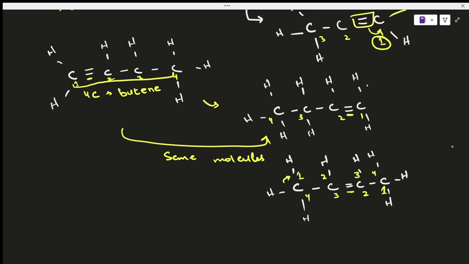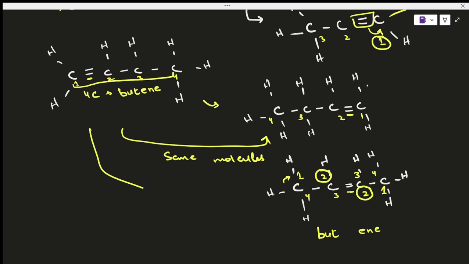So no matter where I count from, it's coming on the second carbon from here, and it's coming on the second carbon from here. That means there is no differentiation. No matter if you count from there or this side, it's coming on the same carbon. Okay, what differs? That is the naming. How? We already know that this is but because it has 4 carbons, and since it is an alkene molecule, it's going to be an ene.